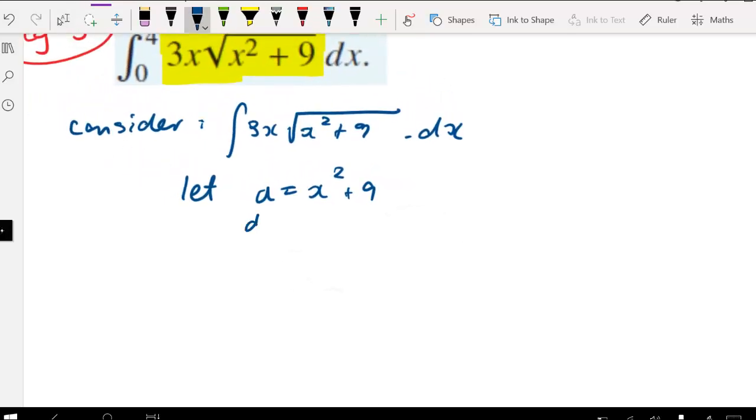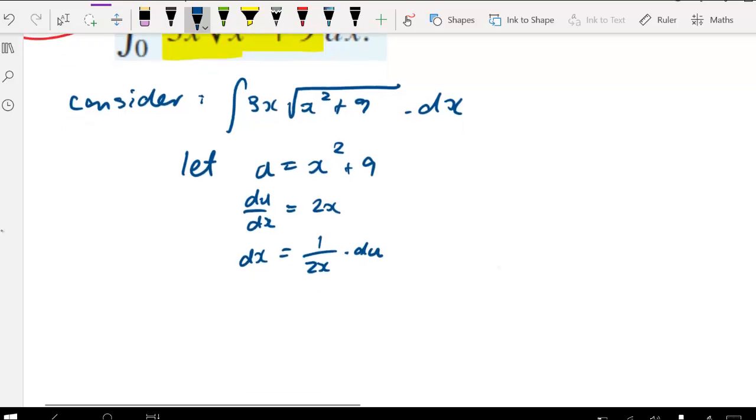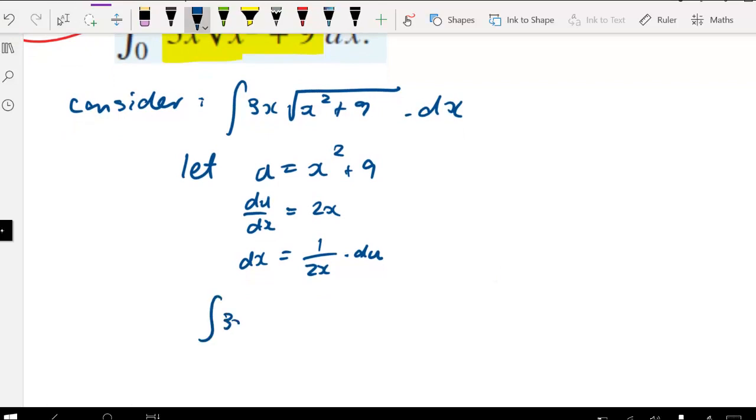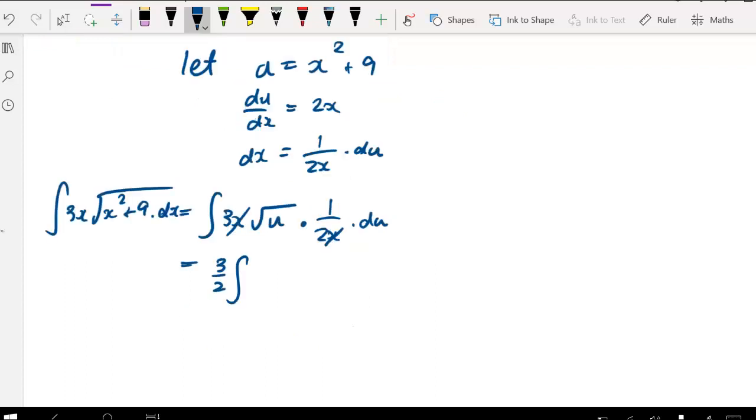Now as we can do this, we can say du dx will be 2x, and therefore dx will be 1 on 2x du. And we can perform our substitution. We've got integral of 3x square root of u, and instead of dx, we can replace that with 1 on 2x du. Our x's cancel, which is very important to the process, and we end up with 3 on 2 integral u to the power of 1/2 du.